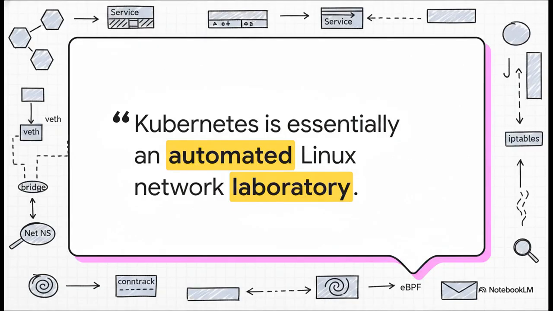You know, when you're learning Kubernetes, it's so easy to just focus on YAML files, deployments, and services. But the true core of it all is Linux networking. If you don't grasp namespaces, veth pairs, bridges, routing, iptables, VXLAN, conntrack, and eBPF, you'll never fully understand how Kubernetes truly operates, because it is, at its heart, an automated Linux network laboratory.